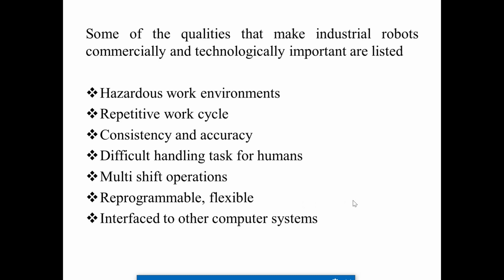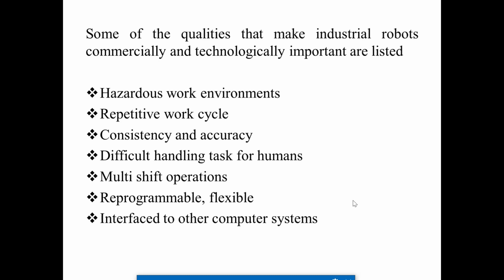Then next are some of the qualities that make the industrial robot commercially and technologically important. Why are we going to go for industrial robots rather than human labor? First, a hazardous work environment. Suppose people are going to work in a steam power plant, they have to operate the boilers. The boiler is a dangerous element, and if it is working with some gases, that is very dangerous. In such a hazardous environment, we can replace the human labor with industrial robots.